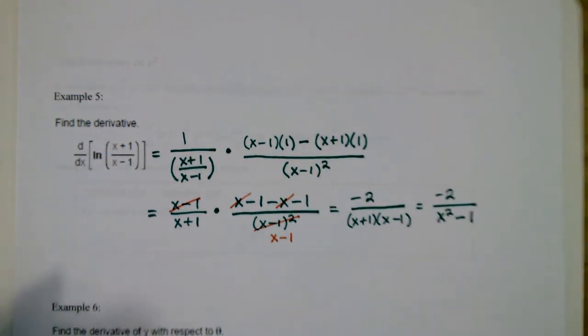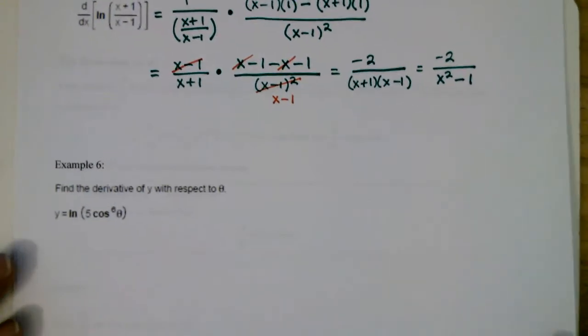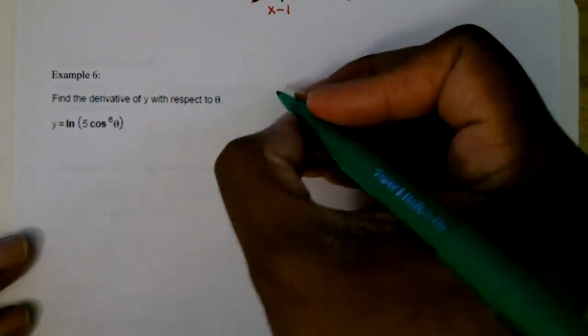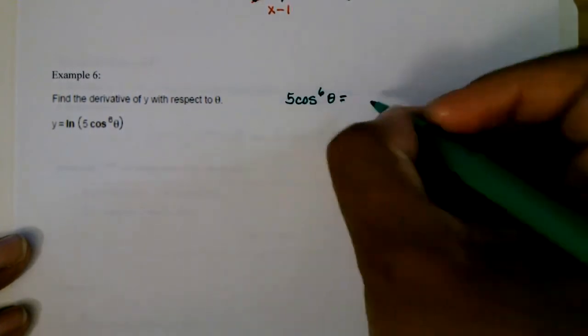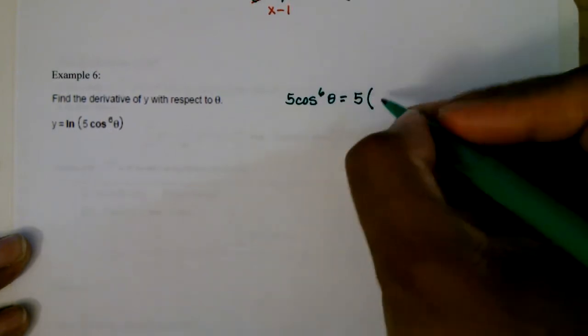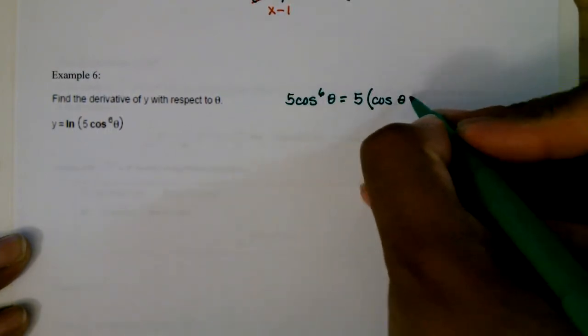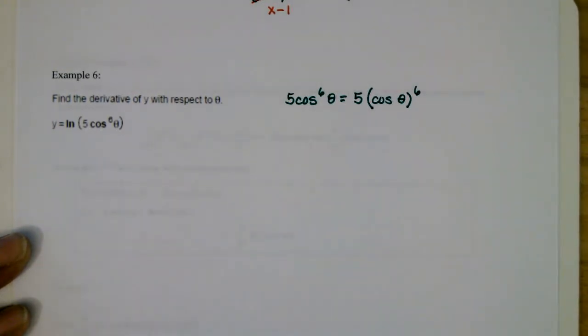All right, next example looks like this. Well, we got a trig function here where you need to know what the derivative is going to be. All right, in this case here, let's find the derivative of y with respect to theta. So here we got y is equal to ln of 5 times the cosine raised to the 6 of theta. And I do need to mention here off to the side that 5 times the cosine raised to the 6 of theta, if I was to write that differently, I'll pull the 5 out, and that cosine of theta will be raised to the 6th power.